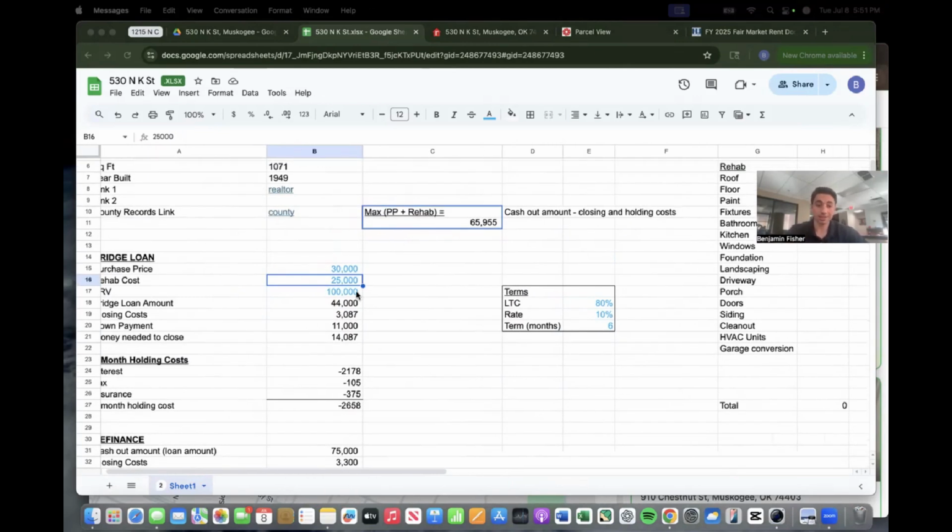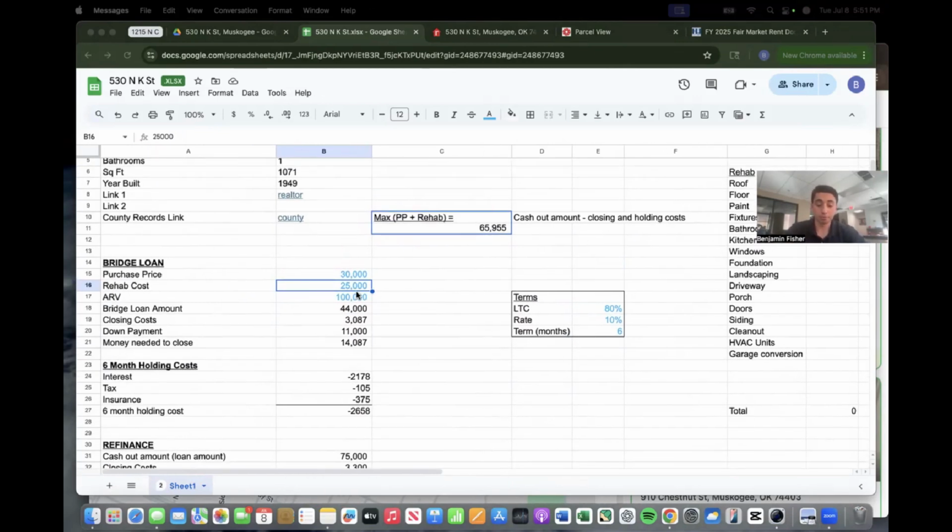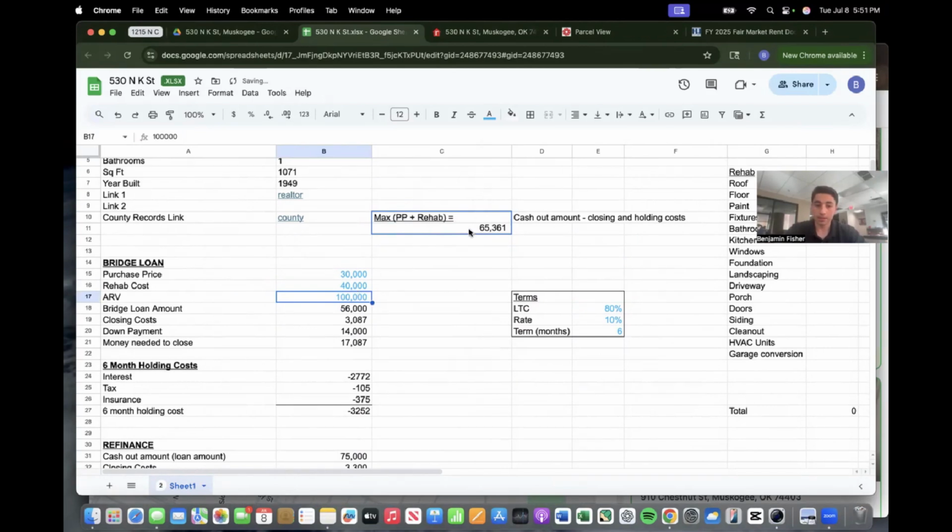But once we get the pictures, once we get more information about the property, we can estimate a rehab cost. Let's say it's $40,000. I'm assuming it's something like that because they're only asking for 30. This says my maximum purchase price plus rehab has to be lower than 65. That means I could offer 25, right? 40 on the rehab, 25 I could offer.